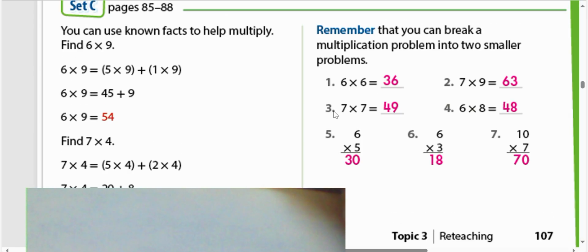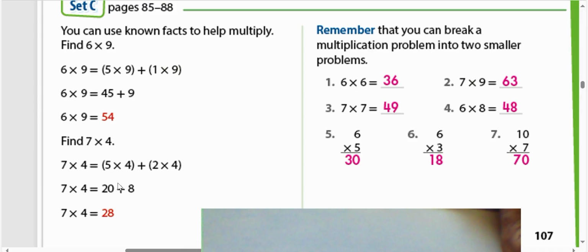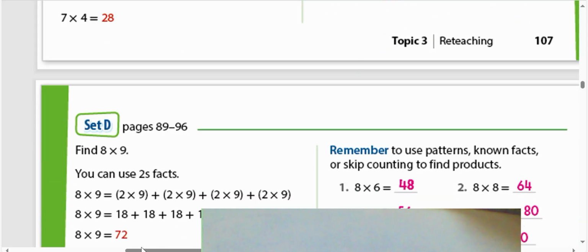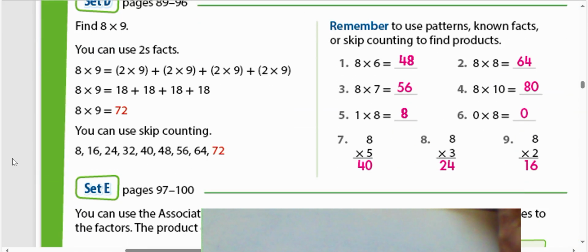Next question. 6 times 9 equals 5 times 9 plus 1 times 9. And 6 times 9 equals 54. We can add together. And he tells us to find the product of 7 times 4. We can add together 20 plus 8, 28. We can add together 8 times 9 from the tables equals 72. We can use the multiples, skip counting 8, 16, 24, 32, 40, 48, 56, 64.